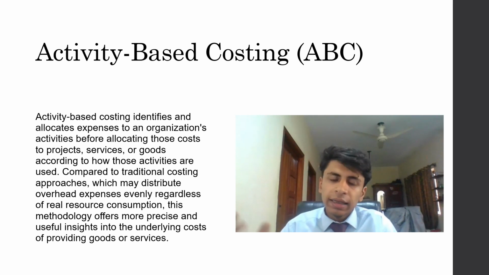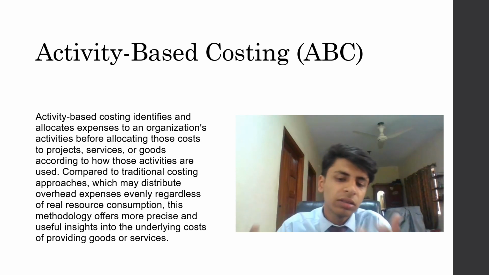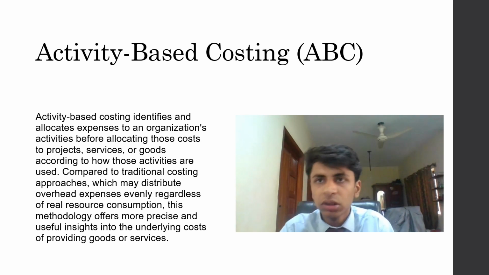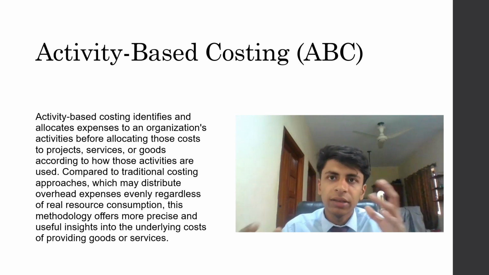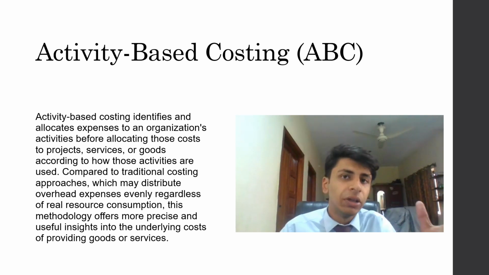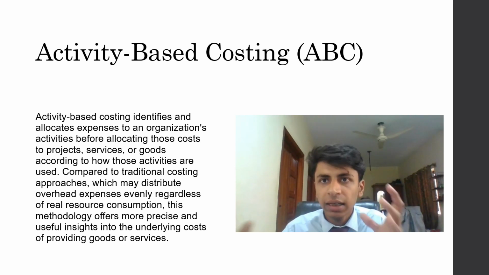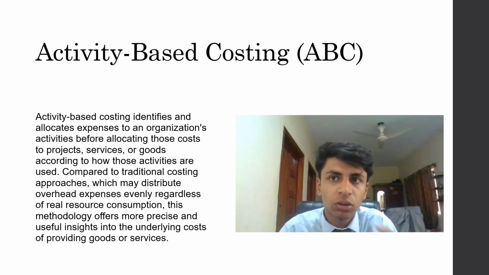Like there may be activities such as labor hours, machine hours, the cost of goods, anything. Unlike traditional costing methods which allocate overheads based on a single factor, such as labor hours or machine hours, ABC identifies multiple cost drivers that reflect the actual use of the resources.